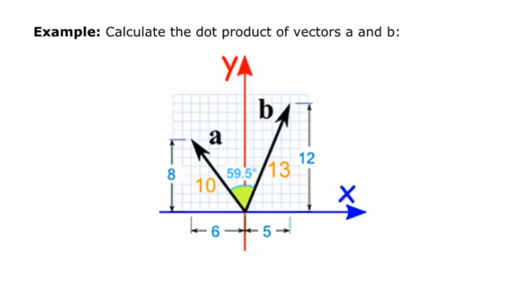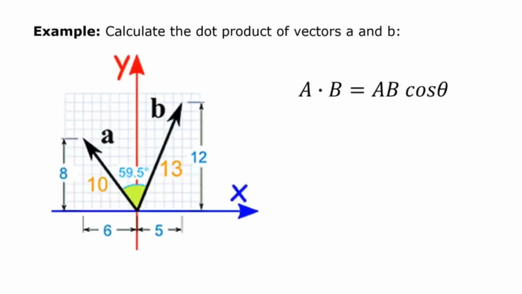To solve this, let us first observe our illustration. We have the magnitude of vector A, which is 10 units. We also have the magnitude of vector B, which is 13 units. And the value of angle theta, which is 59.5 degrees. Remembering the formula discussed in the earlier part of this video, A dot B equals AB cosine theta, we can now calculate the dot product of the vectors.